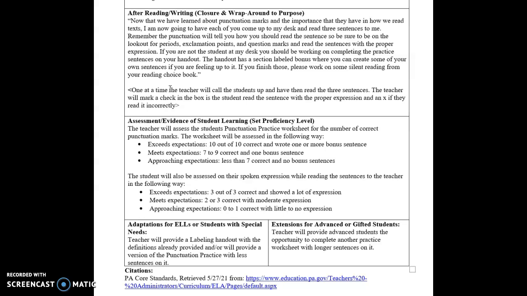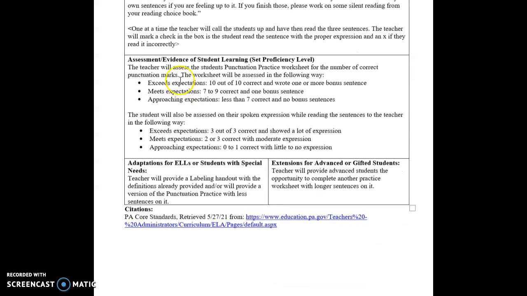If you are not a student at my desk, you should be working on completing the practice sentences on your handout. The handout has a section labeled bonus where you can create some of your own sentences if you're feeling up to it. If you finish those, please work on some silent reading from your silent reading choice books.